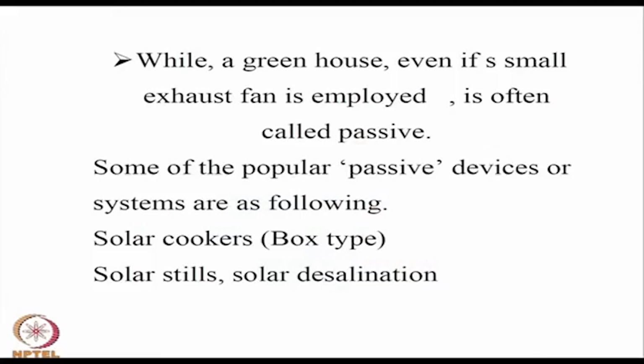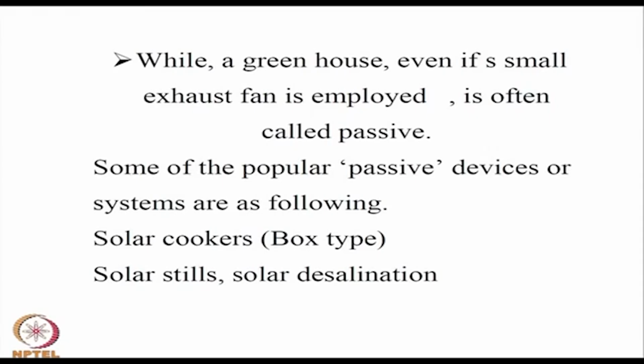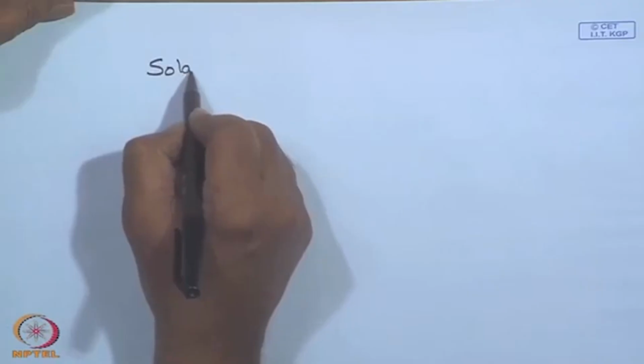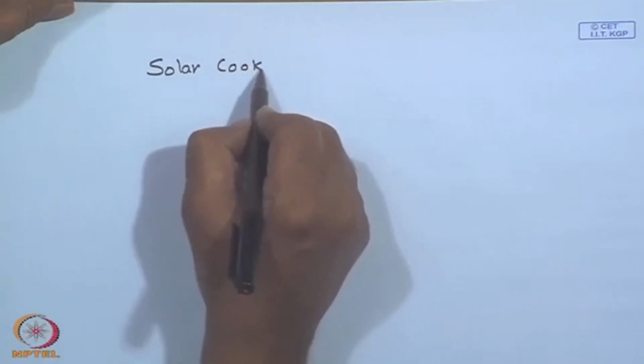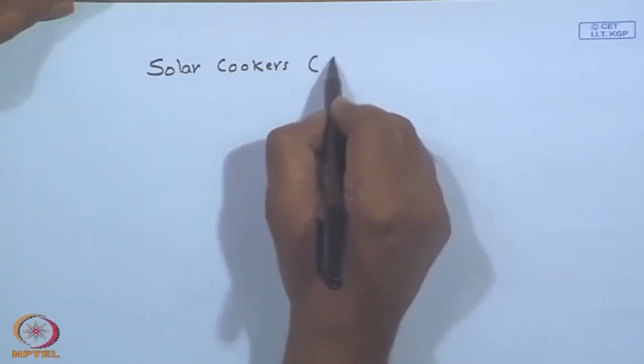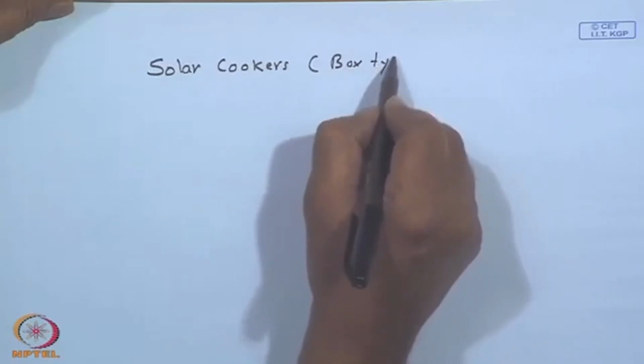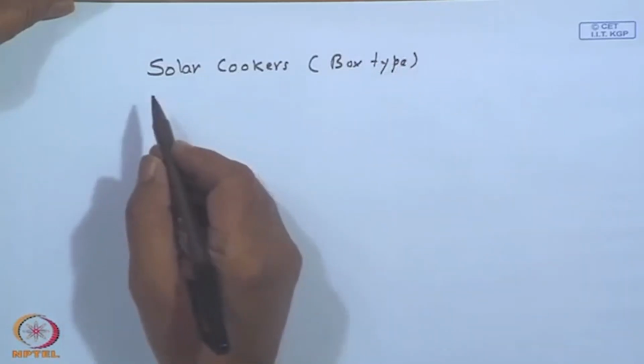Of this type of greenhouse, there are quite a few popular passive devices, and everybody would be interested in them when you face an interview for a job or whatever. For example, solar cookers, which will be, say, a box type. You can have even a very active system.